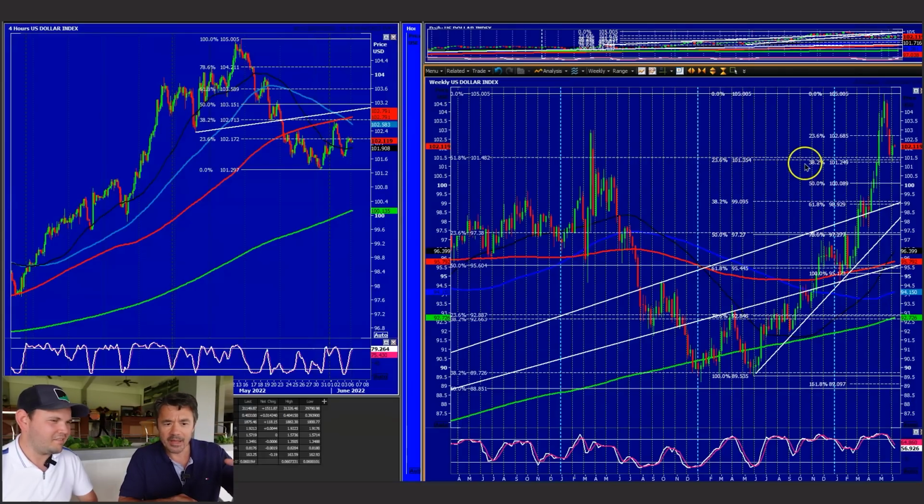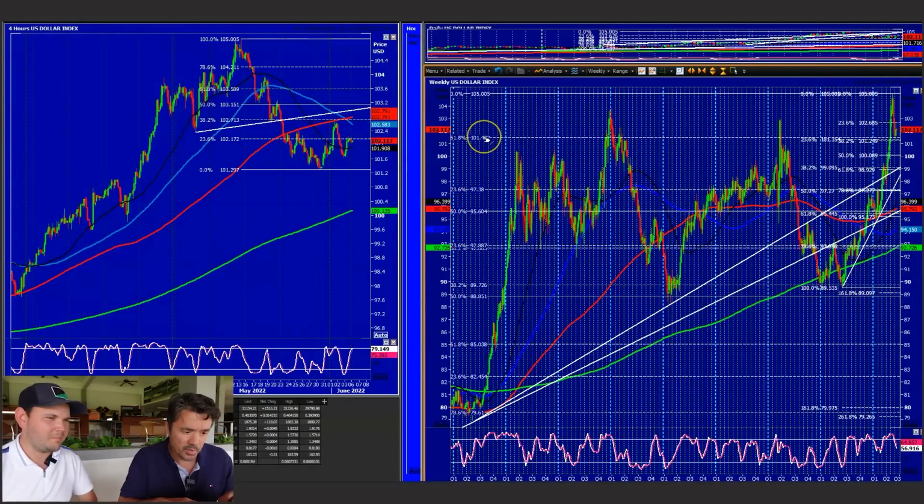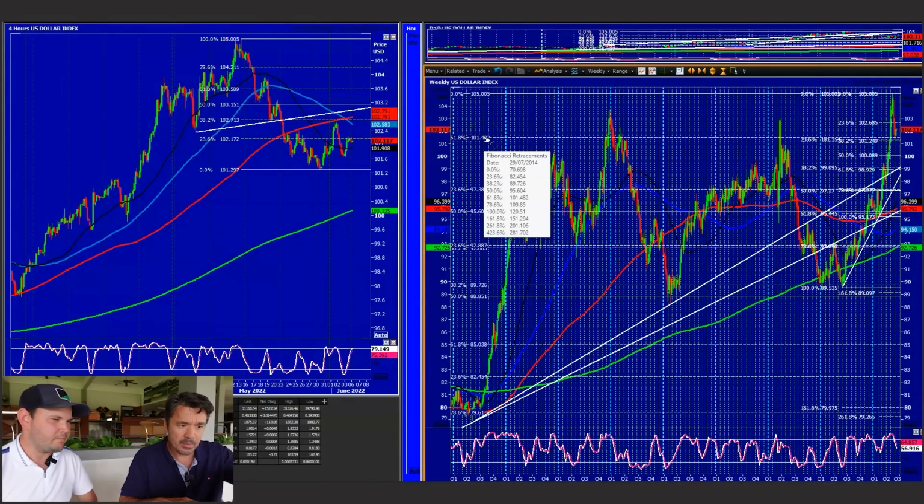And anyway, looking back on the weekly chart now, even here, it's still important. I'm still going back years with my analysis and my fib levels, and we've got a big 61.8% fib. This fib level goes back to 2014, so that's 10 years old.